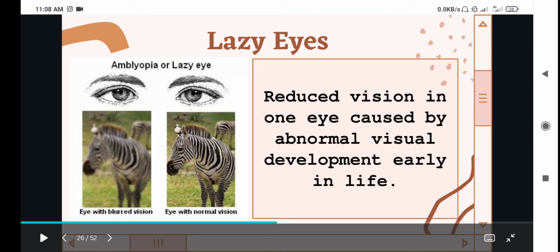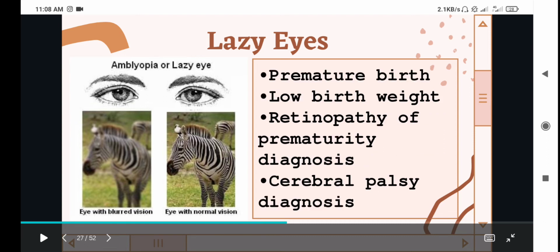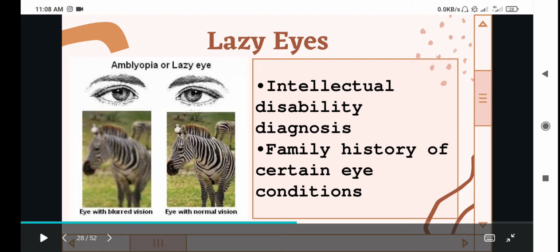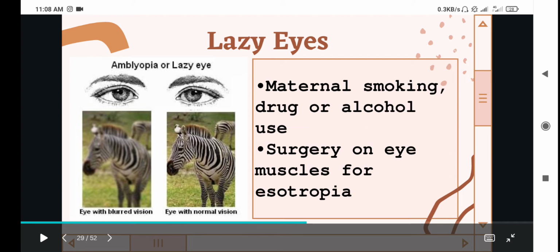Third, lazy eye, a problem that is common in children. It is reduced vision in one eye caused by abnormal vision development early in life. The causes are premature birth, low birth weight, retinopathy of prematurity diagnosis, cerebral palsy diagnosis, intellectual disability diagnosis, family history of certain eye conditions, maternal smoking, drug or alcohol use, and surgery on eye muscles for esotropia.